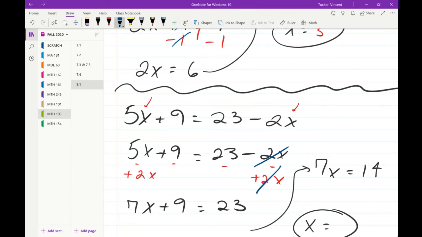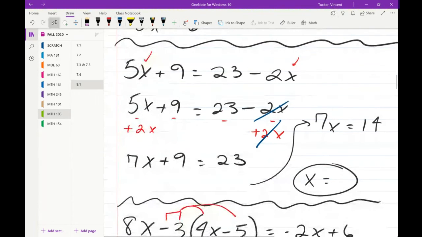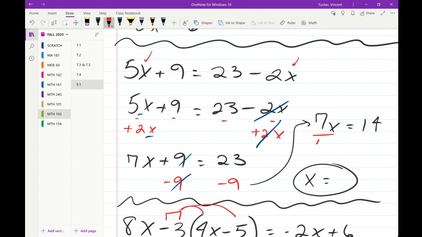The 2x on the right cancels. On the left, I have 5x plus 2x, which is 7x, plus 9. Remember, we're only adding like terms, so the 5x and the 2x add together. The 9 is not affected, so 7x plus 9 equal to 23. Now I need to subtract 9 from both sides. The 9's cancel on the left. 23 minus 9 is 14, so I'm looking at 7x equal to 14. Divide by 7. x is equal to 2.